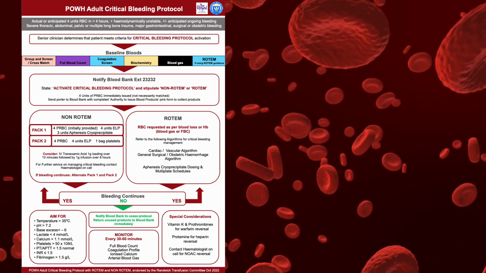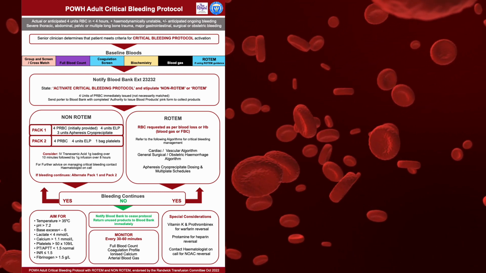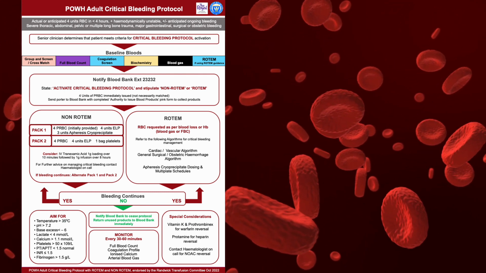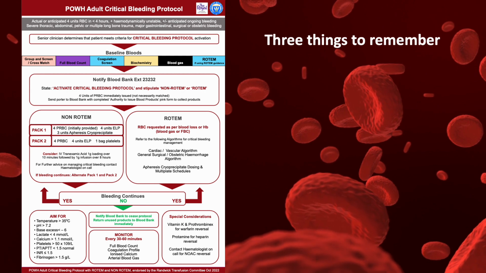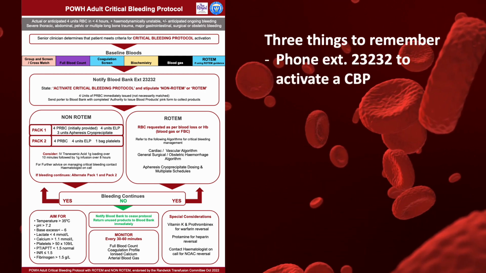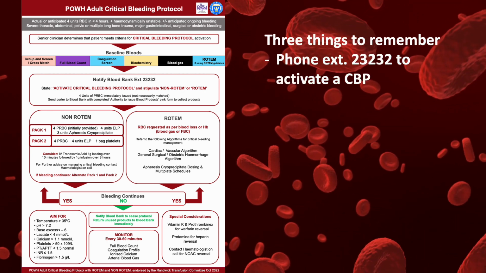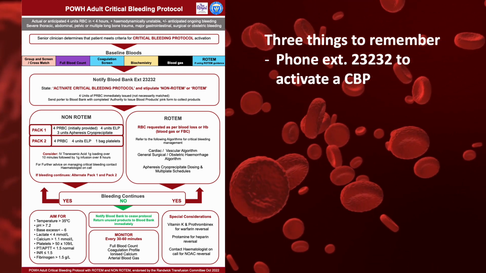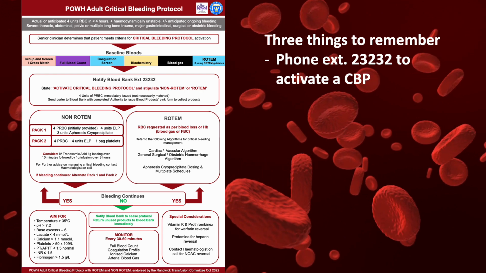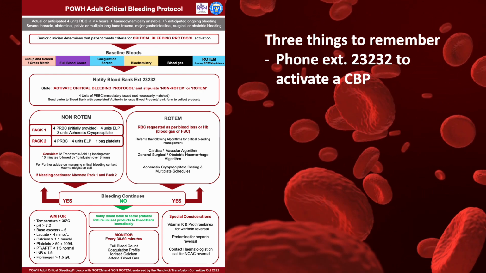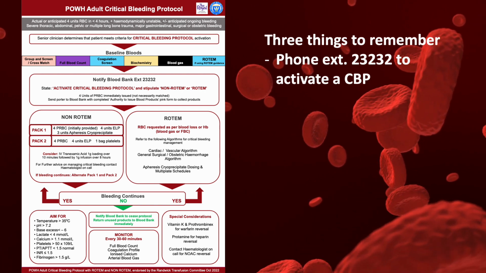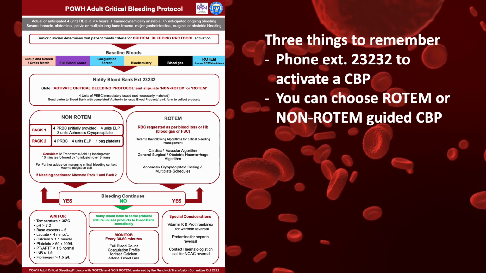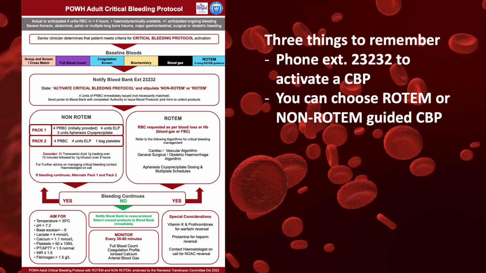To summarise, at Randwick campus we use the critical bleeding protocol. It's not called an MTP, and it should be activated in this scenario by calling 23232 and using the words critical bleeding protocol to the blood bank. This will facilitate 4 units of packed cells delivered to you, and initially you manage the bleeding with packed cells and crystalloid. Most critical bleeding scenarios on campus are managed using ROTEM guidance, as long as there is a team member, usually from anaesthetics or ICU, who is ROTEM trained.